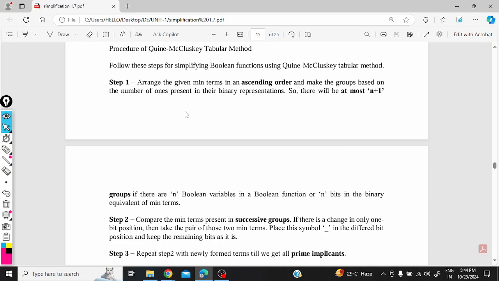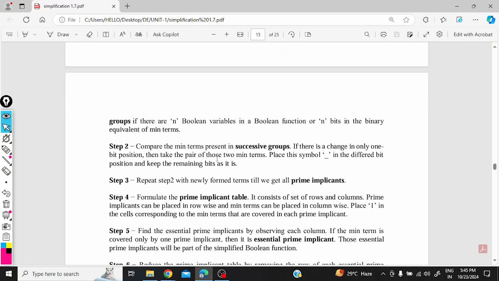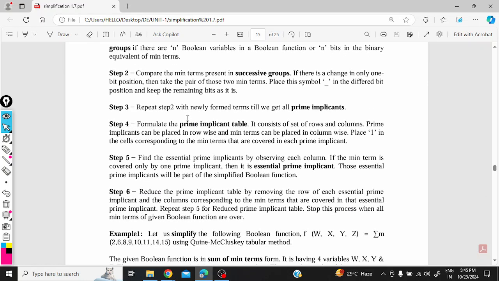Now, in the first step, arrange the given minterms in ascending order, like 0, 1, 2, 3, and group them using n variables. Step 2, compare the successive groups with one bit difference. Step 3, repeat step 2 with the newly formed groupings, which we call prime implicants.